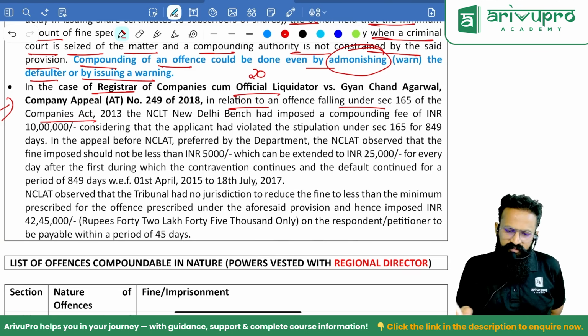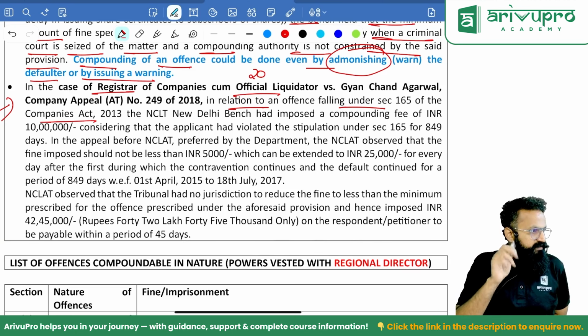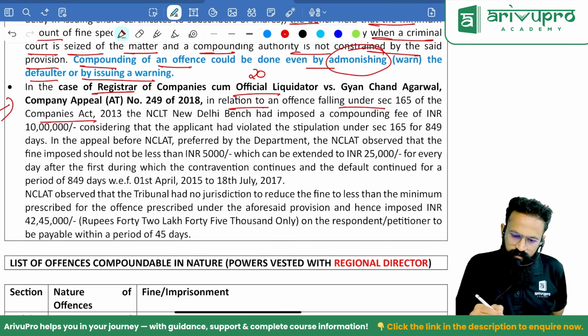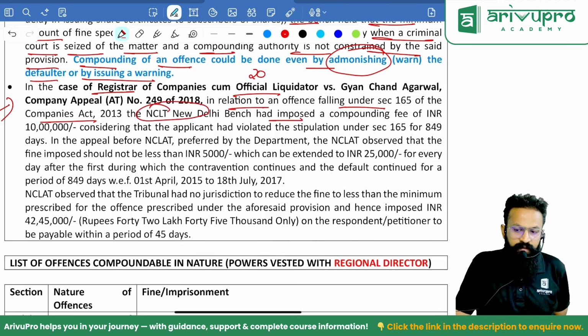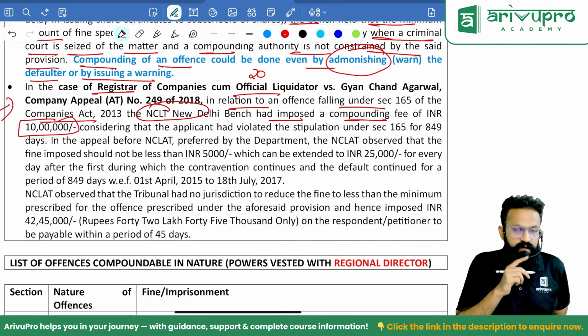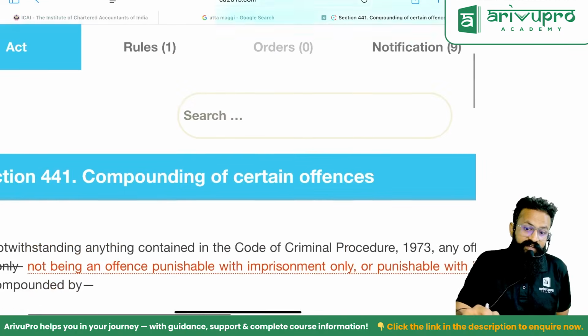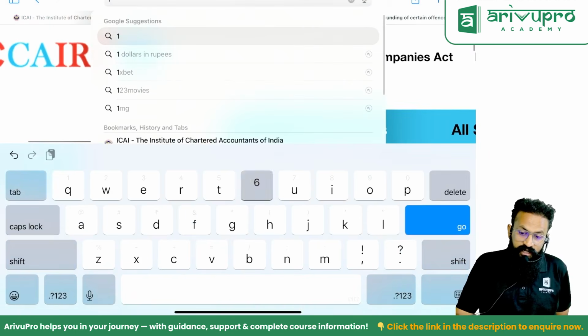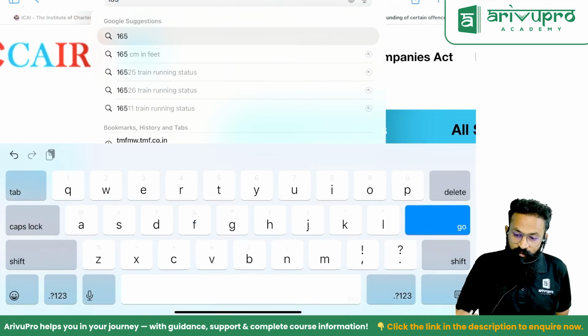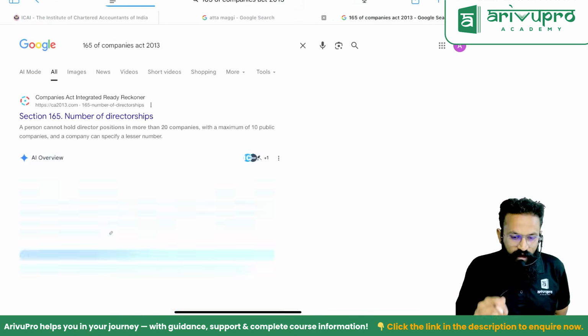Okay. Now in this case, what has happened? A person has become a director of more than 20 companies. He has done a non-compliance, and he filed an application in relation to 165 of the Companies Act. The NCLT New Delhi branch has imposed a compounding fee of 10 lakh rupees. Now, this section has been changed. I don't know if you remember, earlier it said for every continuing day of default, the penalty is 5,000 rupees per day, and there was no upper limit at all.